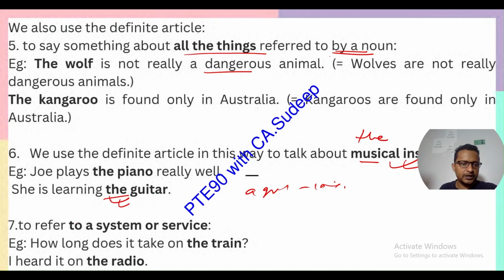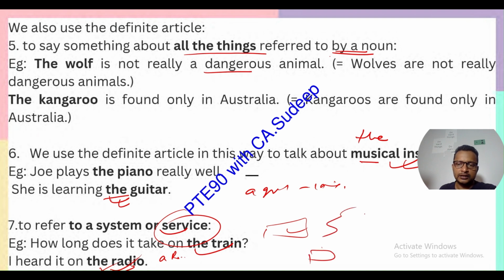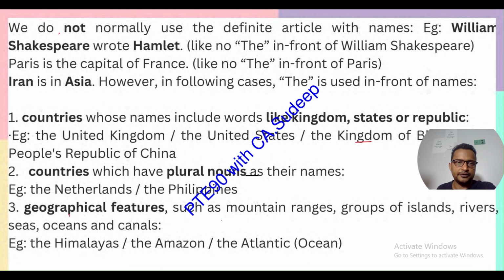And if you are referring to a system or a service, then put the. Like for example, the train, the radio. If you are saying the train, then you are referring to the entire train system, right? So that's why the train. I heard it on the radio. You are not saying on a radio, right? You are referring to the radio service. The radio service includes your small radio, your wavelength, the antenna, and the broadcasting. All these are referring to the service or system. That's why the radio, right?